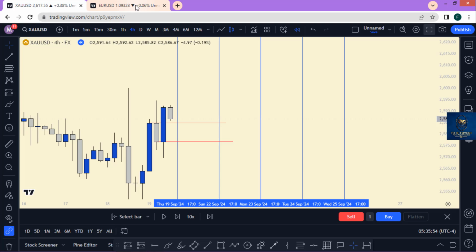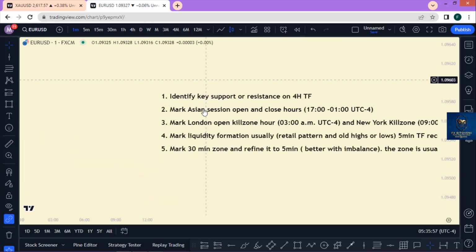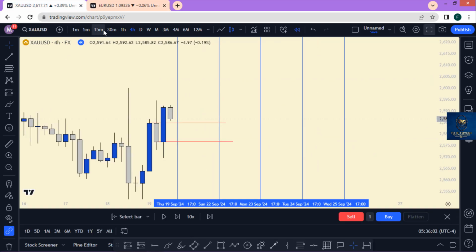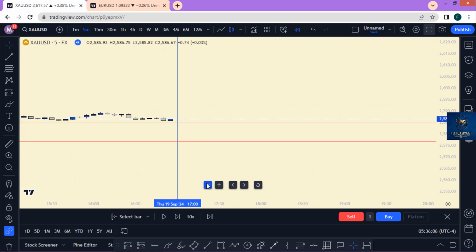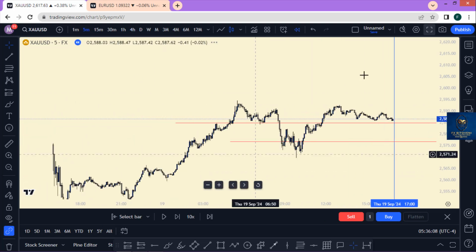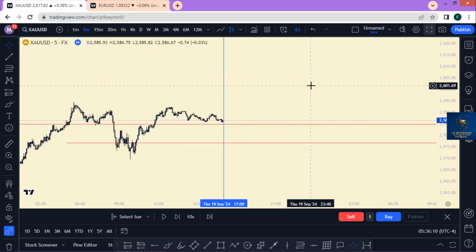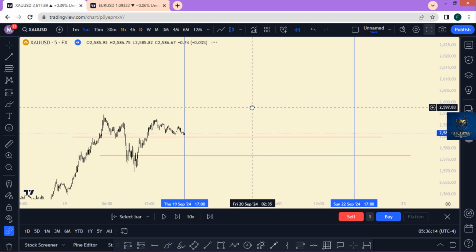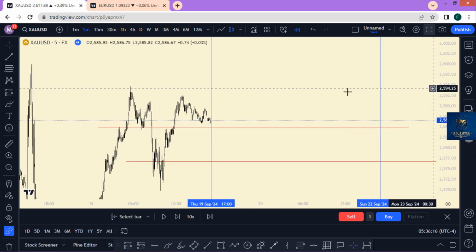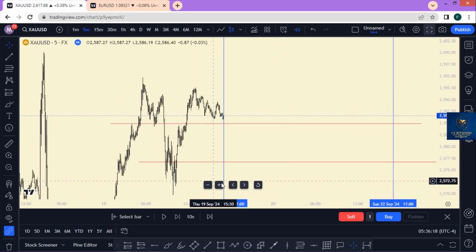Now, second step, mark Asian session open and close hours. So you're going to mark Asian session open and close hours. This time you can use a 5 minute to mark the zone. Asian session open and close, on UTC -4.